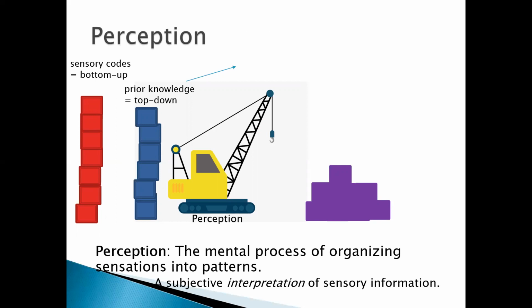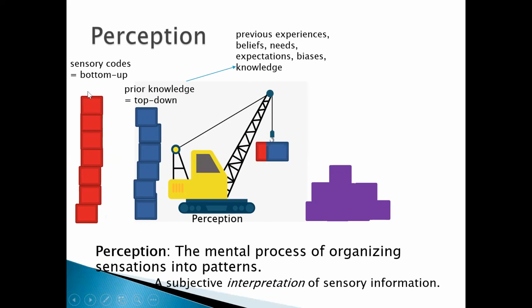More specifically, it will include things like our previous experiences, everything that's ever happened, our personal beliefs, our needs at the time and in general, our expectations, biases, and knowledge that we have. It uses all of this information to interpret the sensory codes and put them together. I have this picture of the resulting perception, or our mental model of external events, our reality, what's going on around us, as being purple, because it's a combination of these two things.